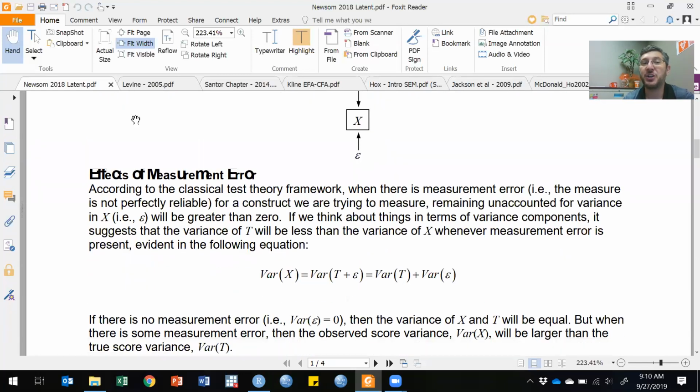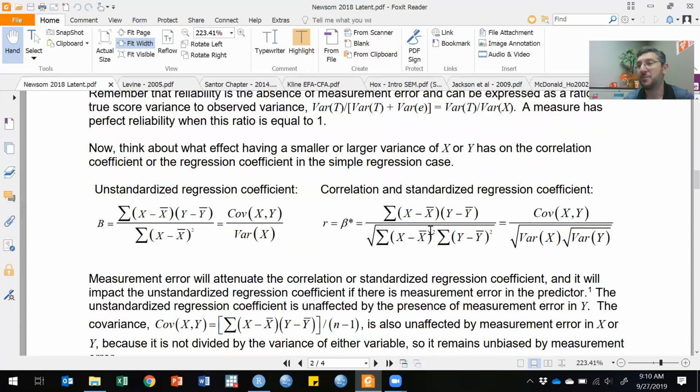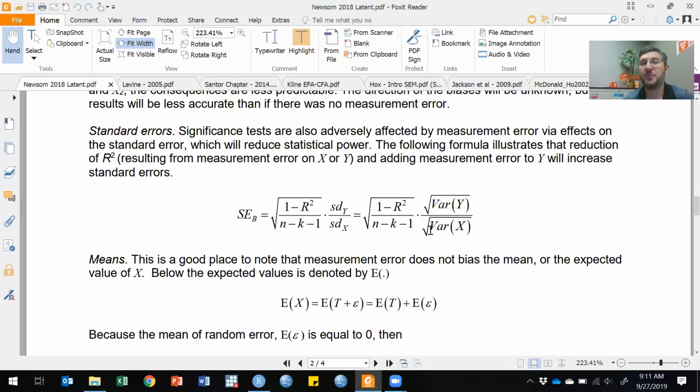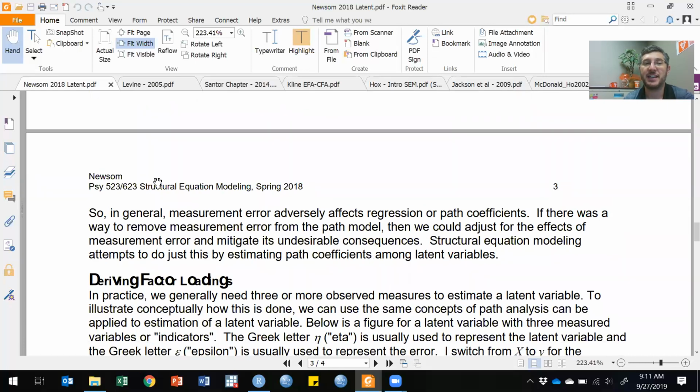He also has a really good section on the effects of measurement error. I don't know if you remember from the first assignment, there was a question about how the unreliability of a score can affect other statistical tests, and he has a good walkthrough here about that: how measurement error can affect regression coefficients and correlation coefficients. So you can read through this and see.